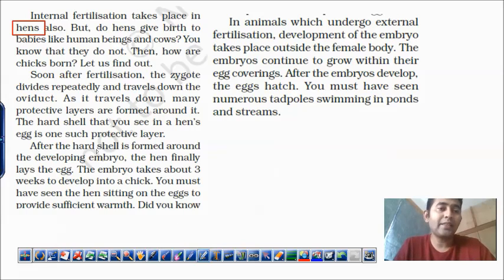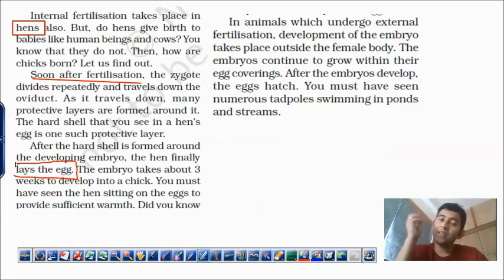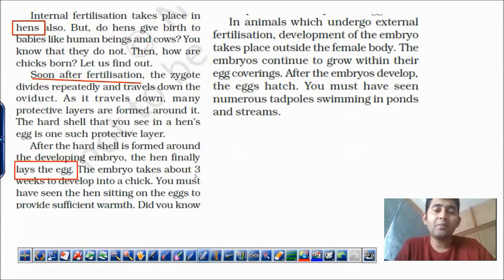Soon after fertilization, the zygote divides, travels down. ये हो गया protective layer. After the hard shell is formed around the developing embryo, the hen finally lays the egg. तो जो अंडा दिया है उसके अंदर sperm है already. Therefore, the child will be developed automatically. The embryo takes about 3 weeks to develop into a chick.